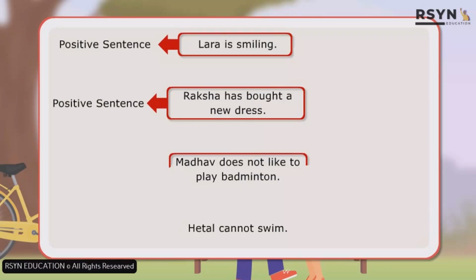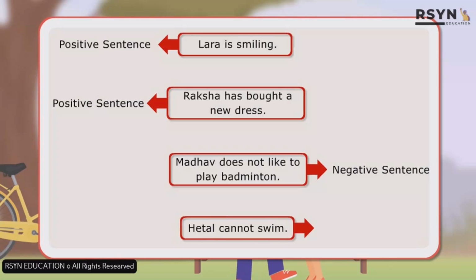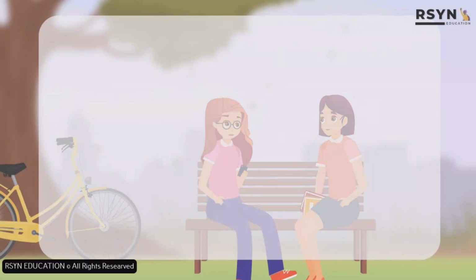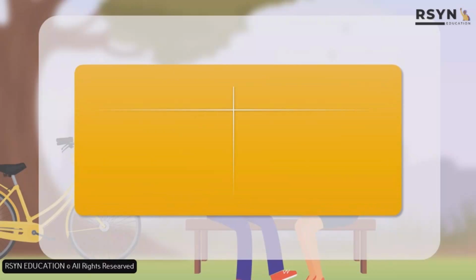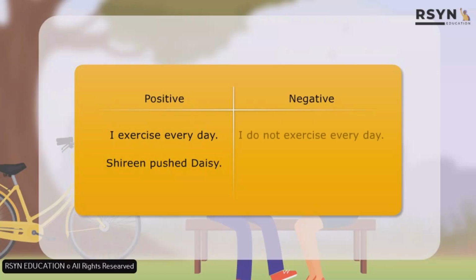The third sentence uses does not to tell us something negative. It is a negative sentence. The last sentence is also negative since it expresses something negative by using cannot. Here are a few more examples of positive and negative sentences. Positive. I exercise every day. Shireen pushed Daisy. Negative. I do not exercise every day. Shireen did not push Daisy.